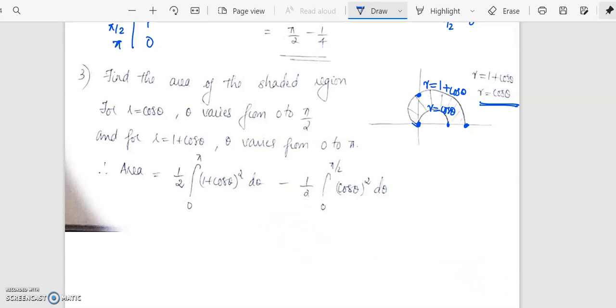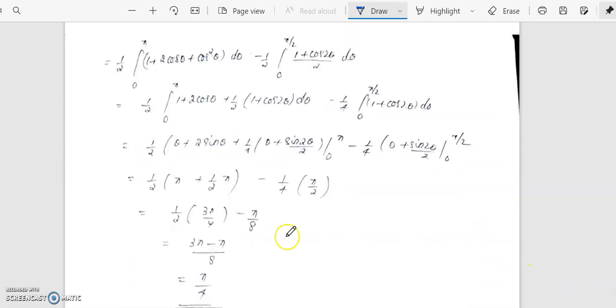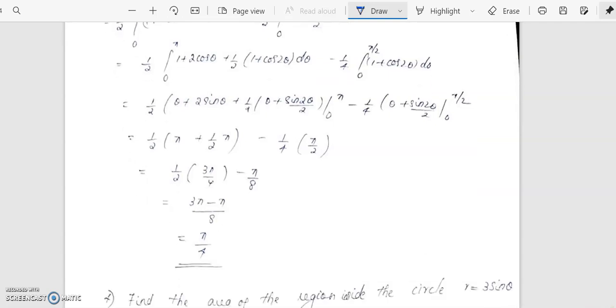Upon integrating, we simplify by expanding the square. Then cos square theta can be replaced by (1 plus cos 2 theta) by 2. Upon integrating, we'll get 1 by 2 into 3 pi by 4 minus pi by 8, which is equal to pi by 4. So that is the required area.